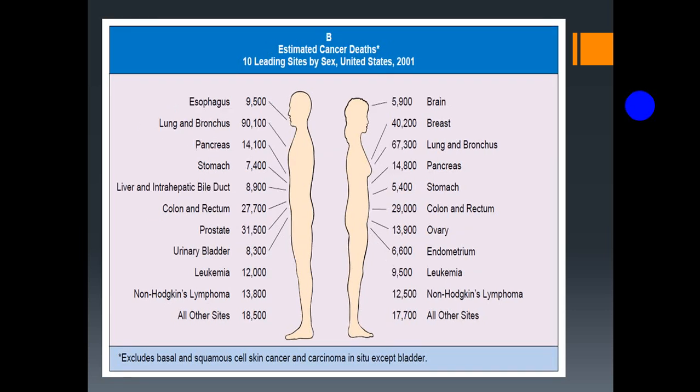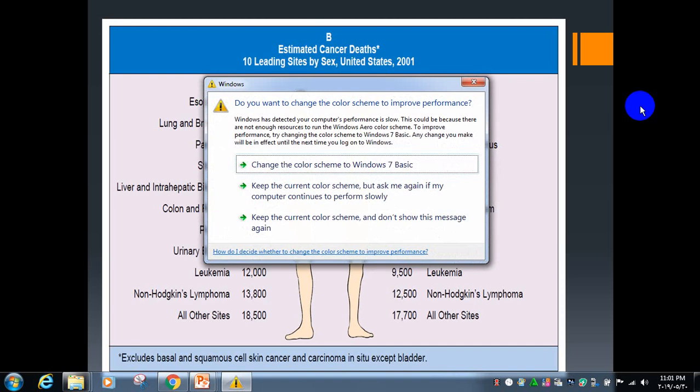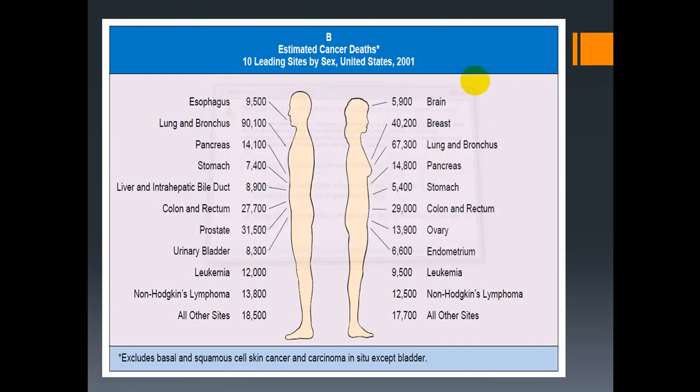While in the death, this picture is talking about the estimated cancer deaths in the United States by 2001. The highest incidence, the highest death rate or mortality rate is in the lung and bronchus for both sexes, while in 2016 the rate is accelerated in the colon and rectum cancer.